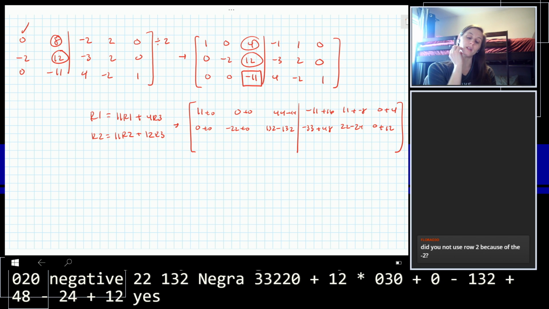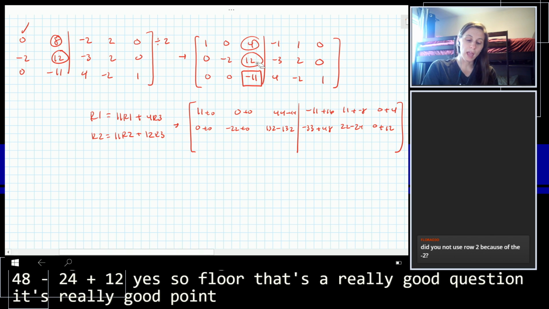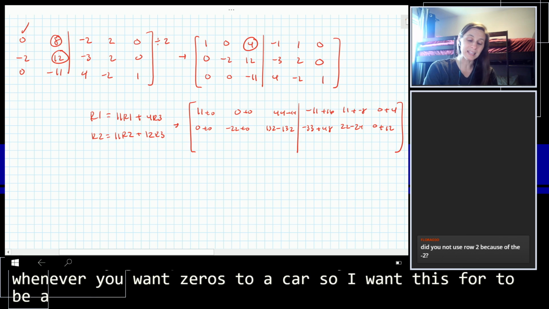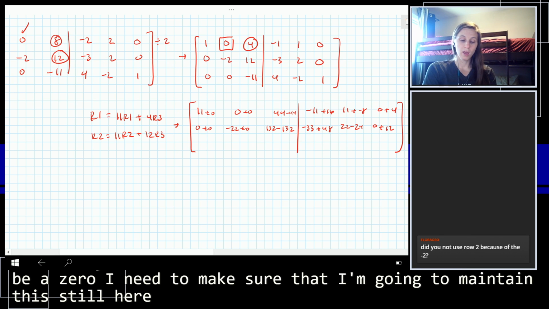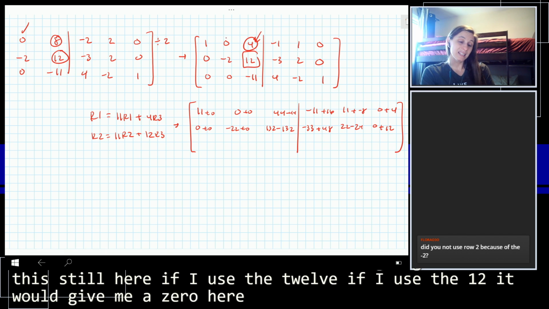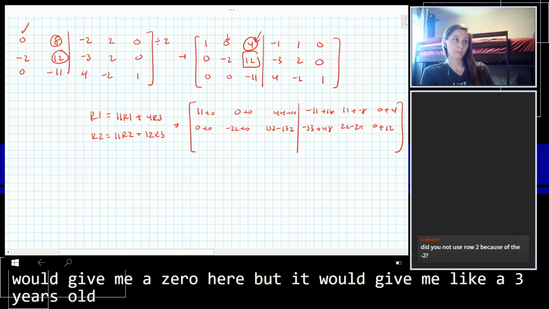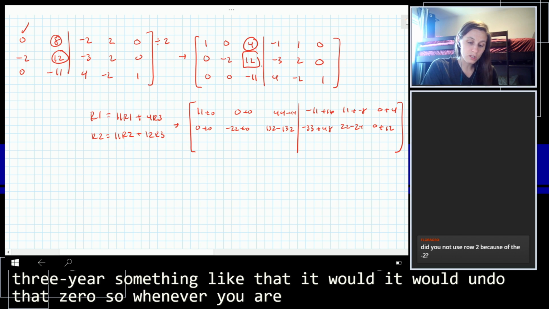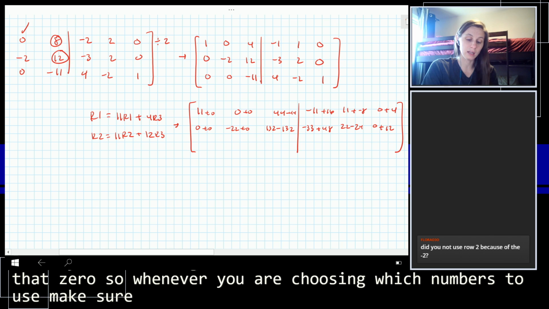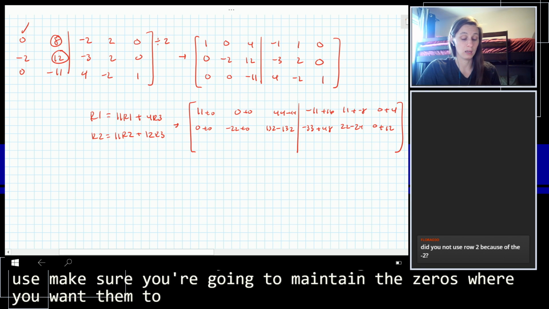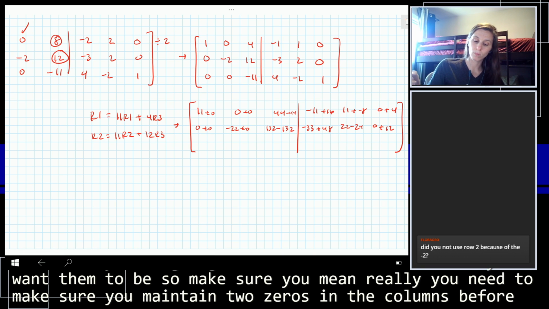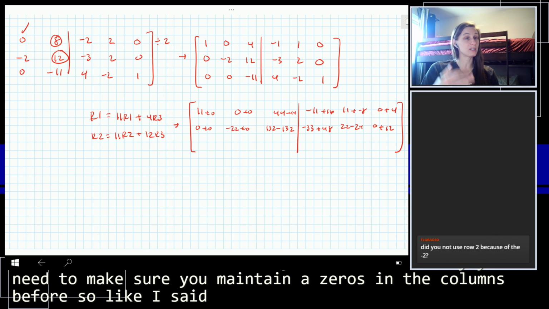Yes, so Flora, that's a really good question. That's a really good point. Whenever you want zeros to occur, so if I want this 4 to be a 0, I need to make sure that I maintain this 0 here. If I use the 12, it would give me a 0 here, but it would give me like a 3 here or something like that. It would undo that 0. So whenever you are choosing which numbers to use, make sure you maintain the zeros in the columns before. Like I said, I'm showing you the steps that will work every time.